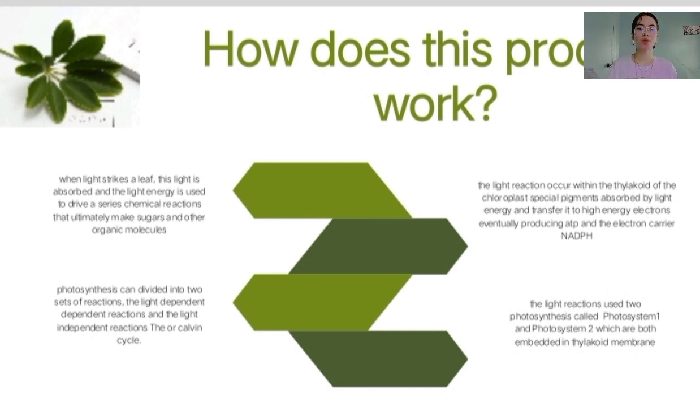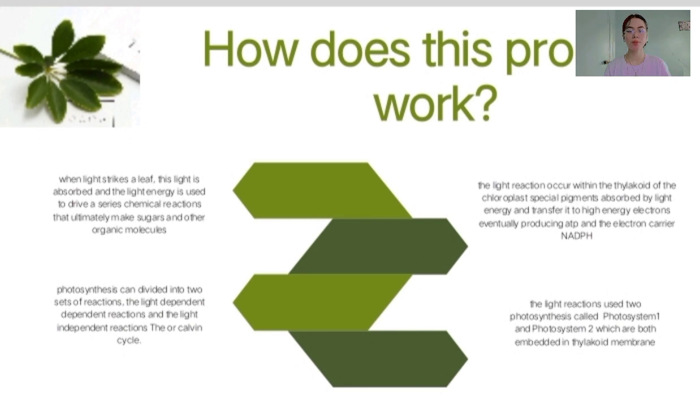The light reaction occurs within the thylakoid of the chloroplast. Special pigments absorb light energy and transfer it to high-energy electrons, eventually producing ATP and the electron carrier NADPH. The light reaction uses two photosystems, called photosystem 1 and photosystem 2, which are both embedded in the thylakoid membrane. It's important to realize that these photosystems are named for the order in which they were discovered, not for the order in which they participate in the photosynthetic process.